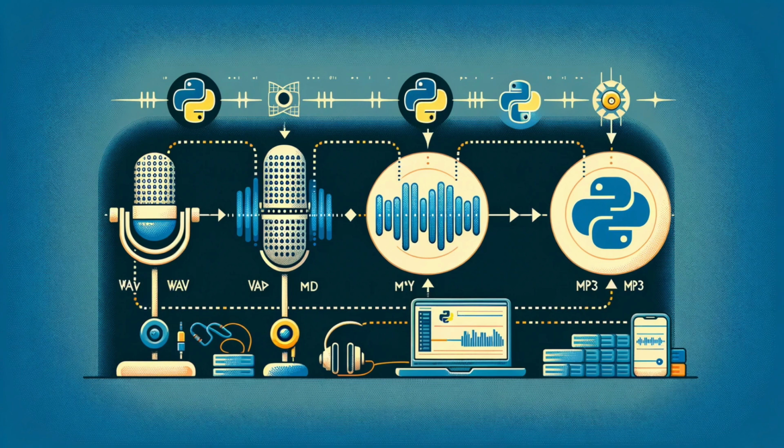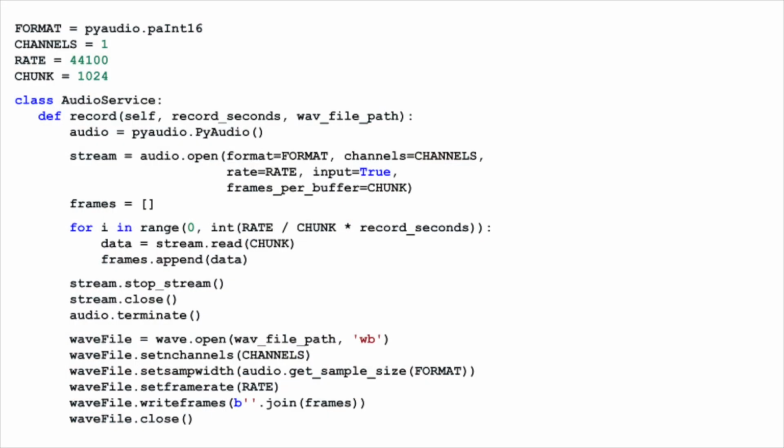Whether you're building a bot, creating a multimedia application, or just exploring audio processing, we'll cover things you need to know in your projects. First, we're diving into the fundamentals of audio recording with Python, using the PyAudio library to capture sound directly from your microphone and save it as a WAV file. Let's break down the process, explaining the key parameters that ensure high-quality audio capture.